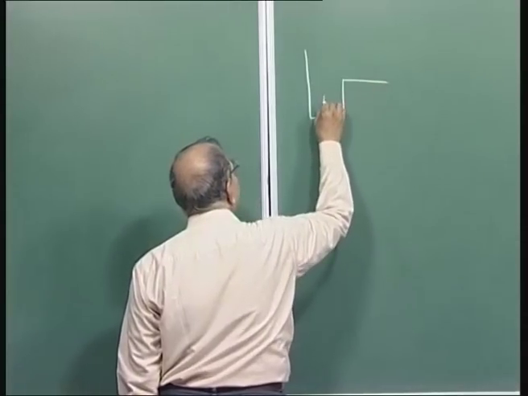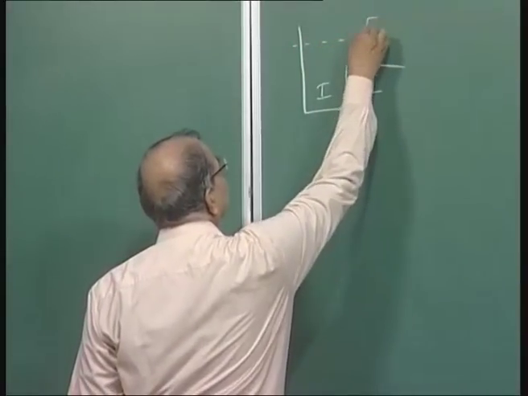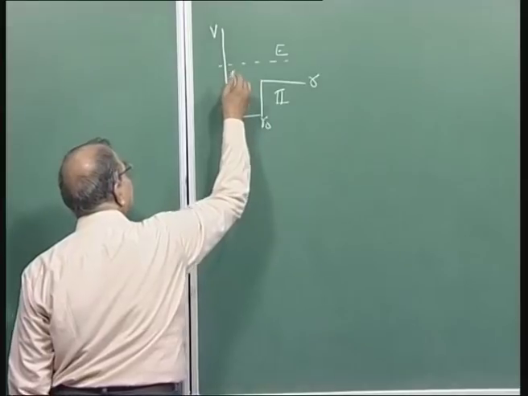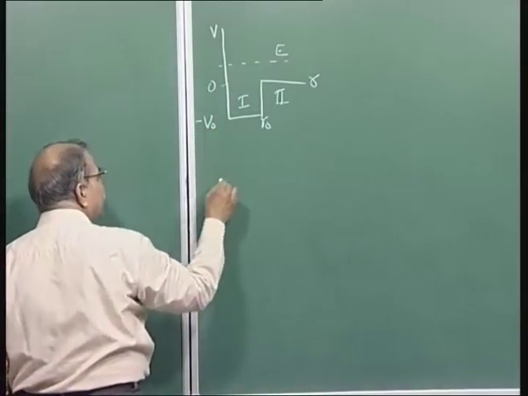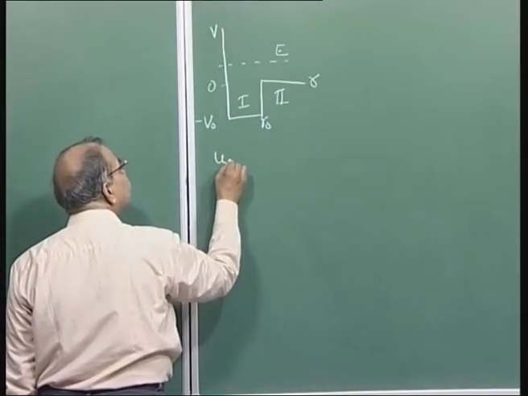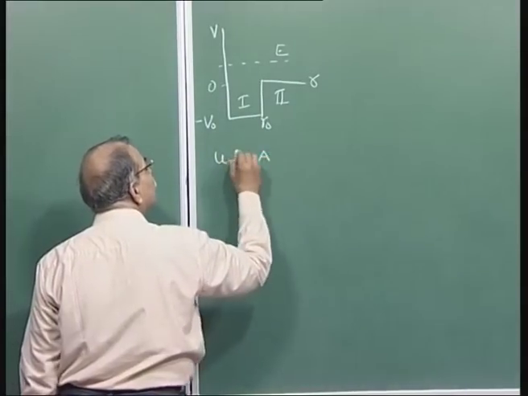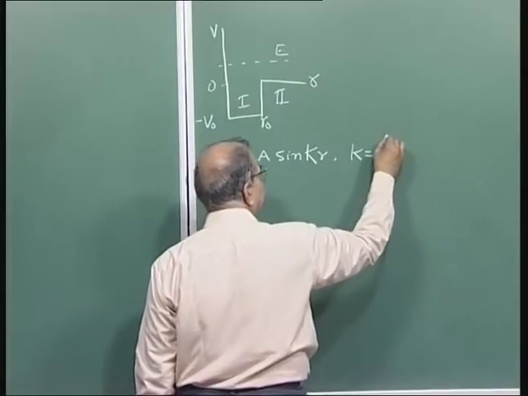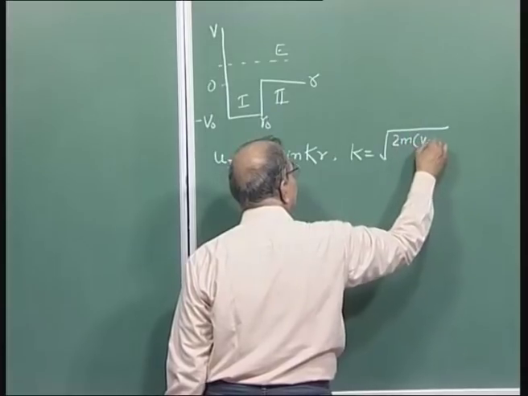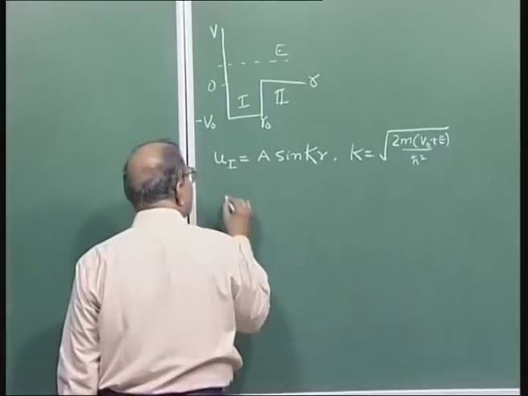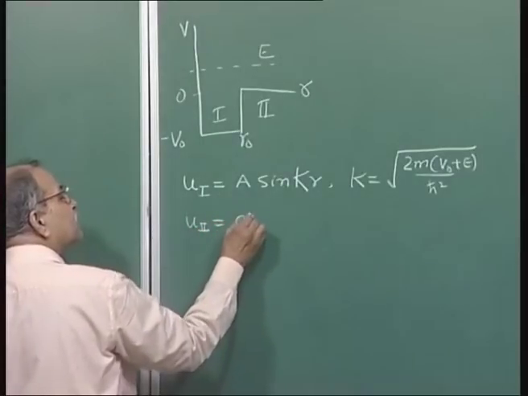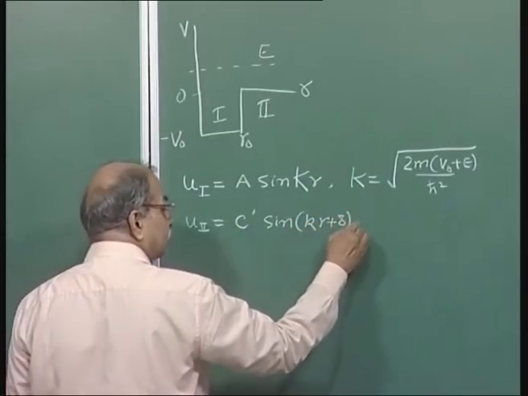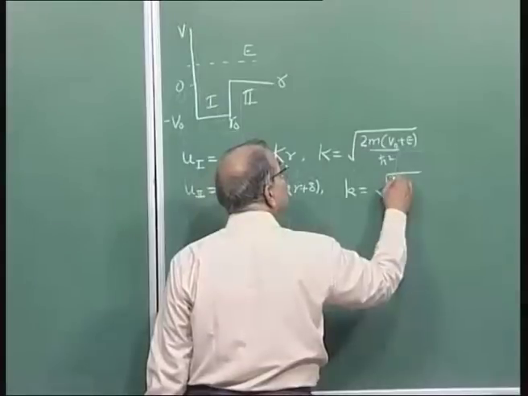We had two regions, region 1 and region 2, and energy is somewhere here. This point is R naught, and this is V equal to 0 and this is V equal to minus V naught. From there we wrote our equations and found that in the first part the u function should be of this kind, A sin K r, where capital K was square root of 2 m (V naught plus E) over h cross squared. And in the second region, it was of the type C prime sin(k r plus delta), where small k was square root of 2 m E over h cross squared.